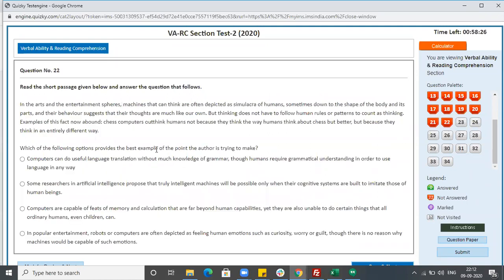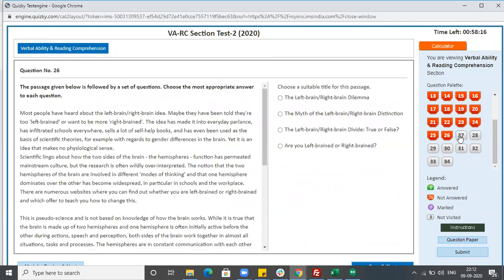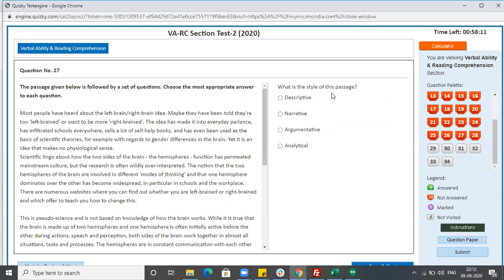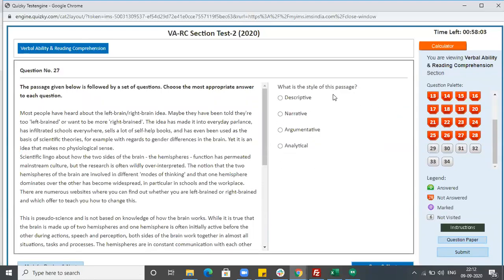Okay, the paper looks challenging. Best example, the paper looks quite CAT relevant. Okay, grammar based questions. Then another RC, I saw something about mythology here. Okay, not mythology, myth, left brain, right brain or something like that. Okay, look at the kind of question here. What is the style of this passage?